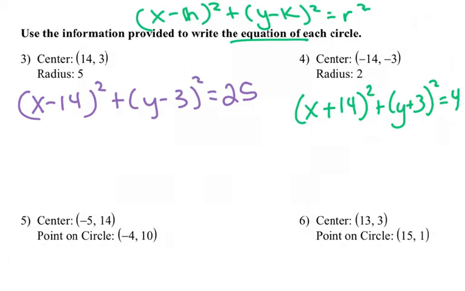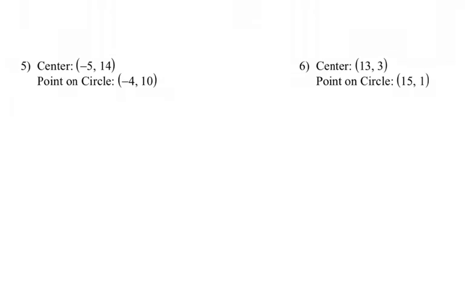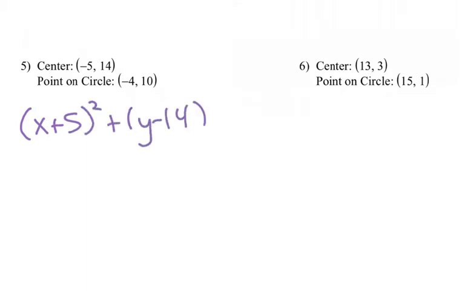Okay, now number 5, we've seen one kind of like this before. The center is -5, positive 14. As far as how to deal with that, we know how to do those points. Okay, the thing I don't know is the radius. I do know a point on the circle. So it helps, I think, to sketch it out. It doesn't have to be a great sketch, but it gives you an idea.